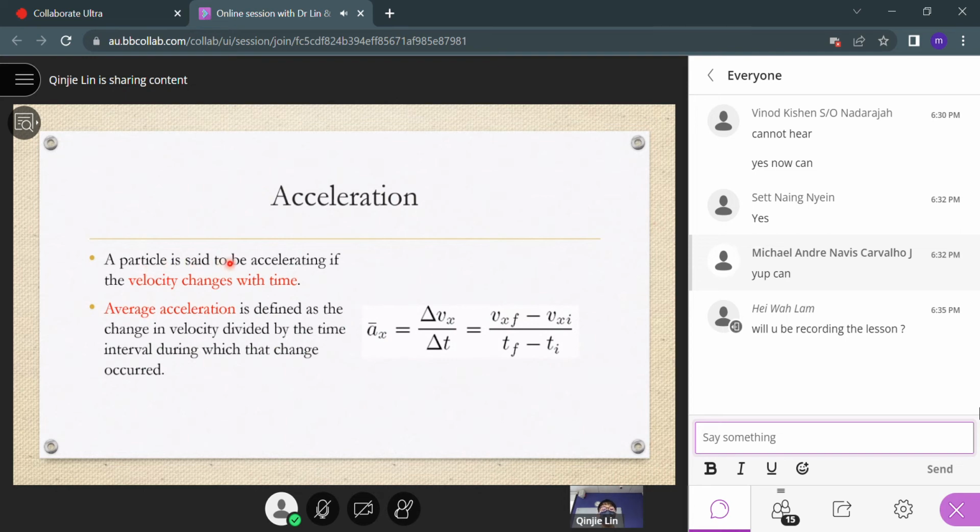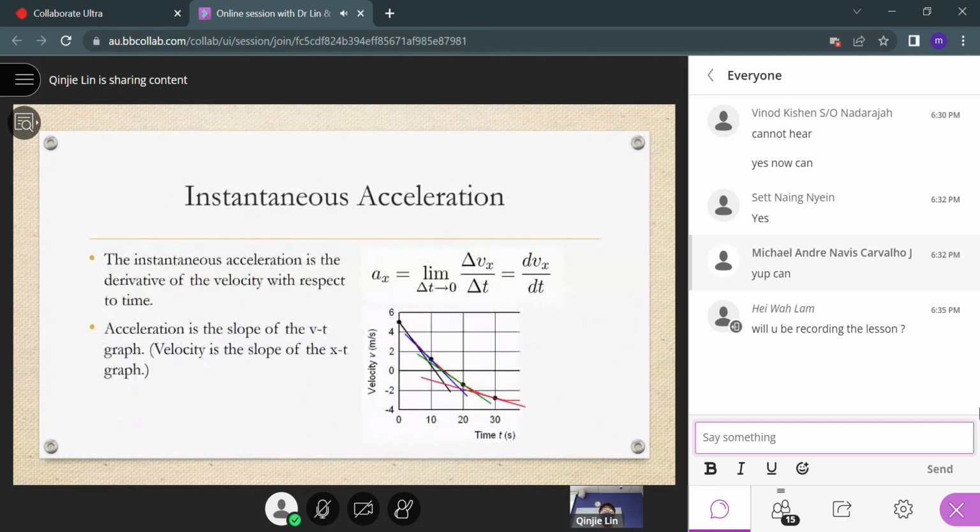Okay. So a particle is said to be accelerating if the velocity changes with time. When you accelerate, that means velocity changes. So average acceleration is defined as the change in velocity divided by time taken. So just now the formula, remember our average velocity. We take the displacement over time. Now for average acceleration, we'll take the change in velocity over change in time. So just the top part changes only.